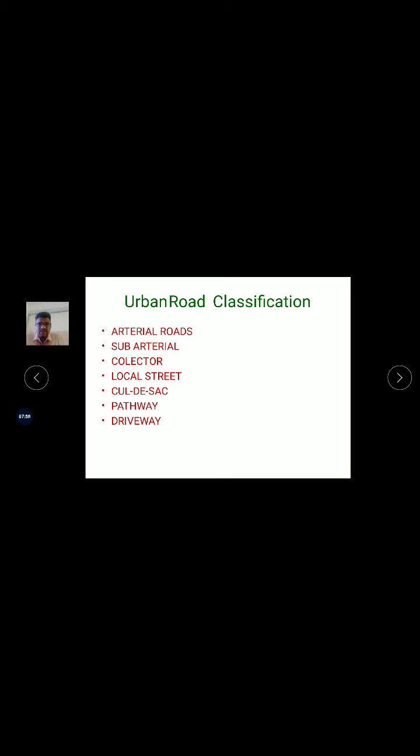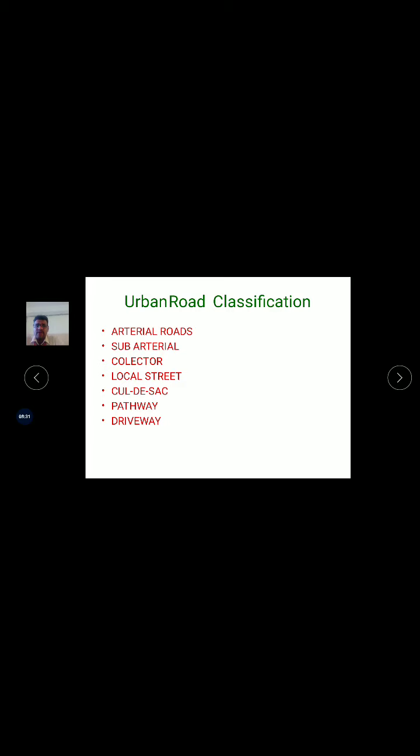The first one is arterial roads. In a city, the main road we particularly travel on comes under arterial roads. The second one is subarterial roads. These roads are interconnected with the arterial roads. For example, small streets that connect to the main road. And the third one is collector. This road is interconnected with the subarterial roads and arterial roads.